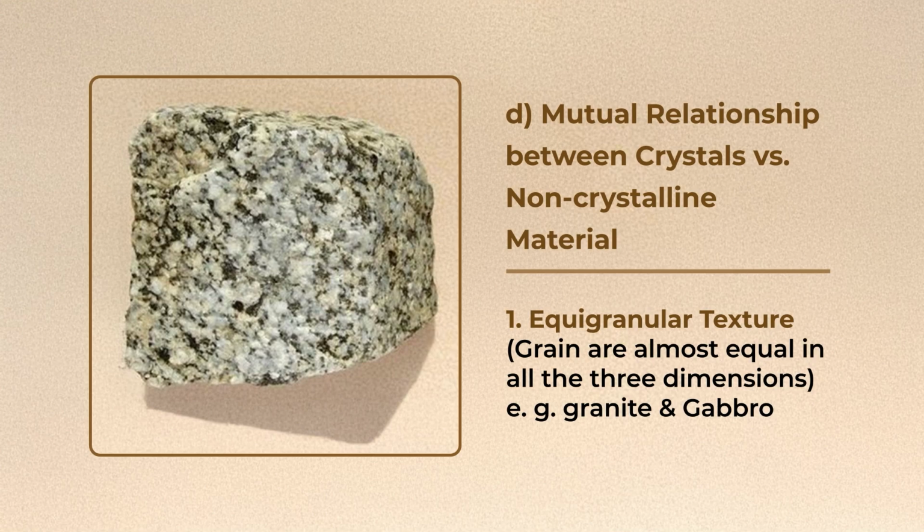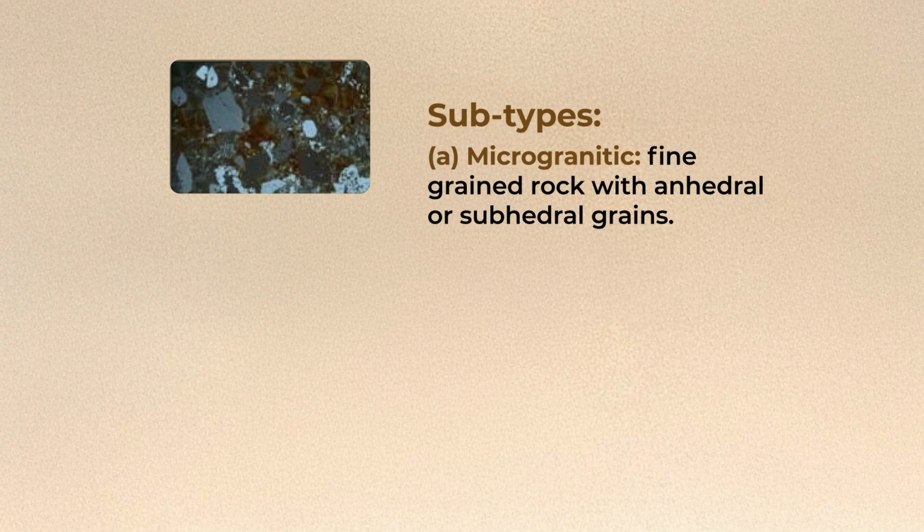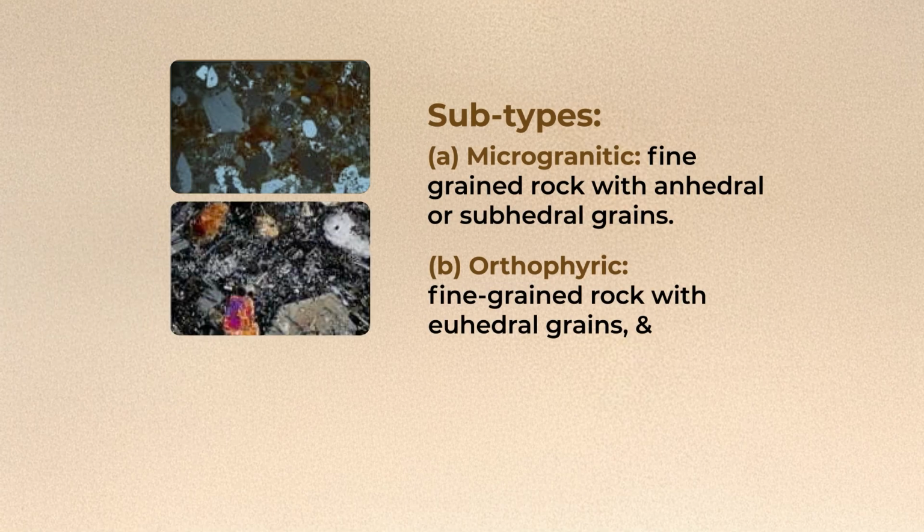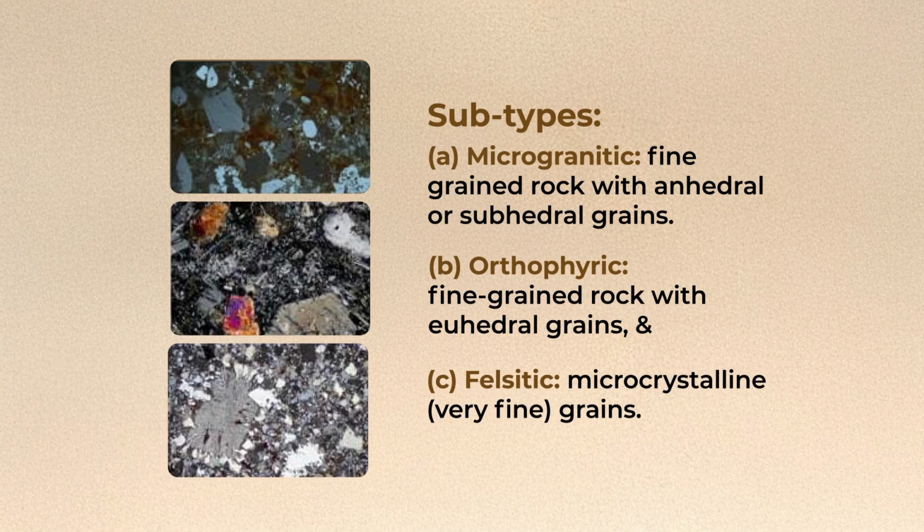The first category is equigranular texture. Equigranular texture is a type of texture where grains are almost equal in size in all three dimensions. The best examples are granite and gabbro. There are three subtypes: microgranitic, or fine-grained rock with anhedral or subhedral grains; orthophyric texture, which is a fine-grained rock with euhedral grains; and the third one is felsitic, or microcrystalline or very fine-grained texture.